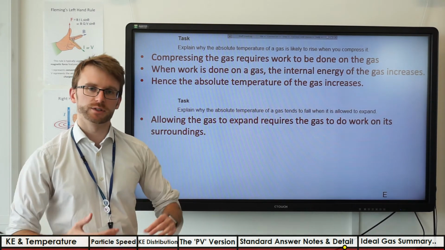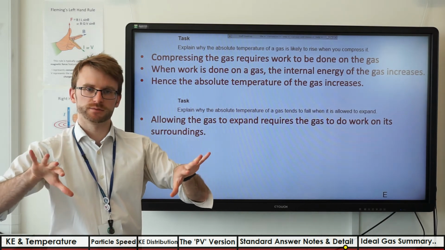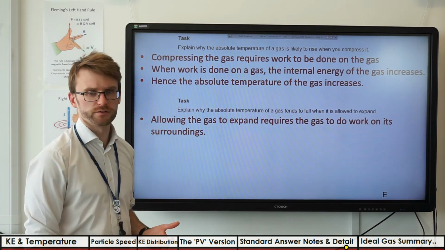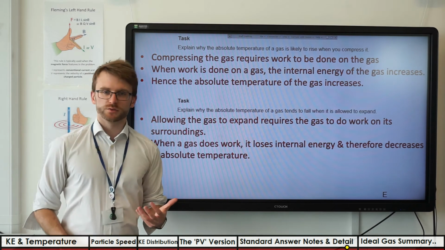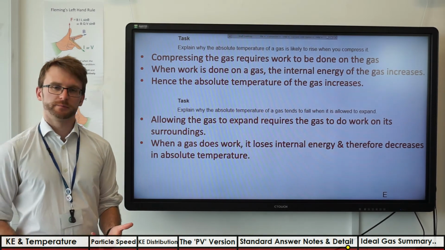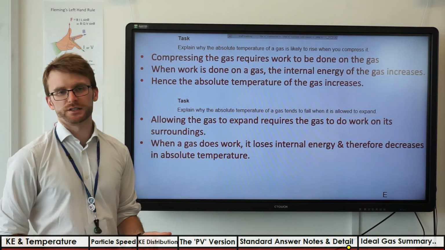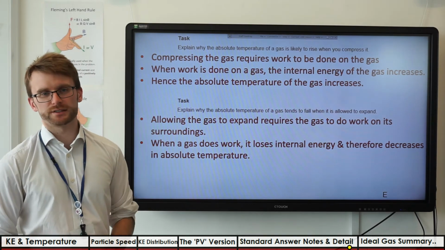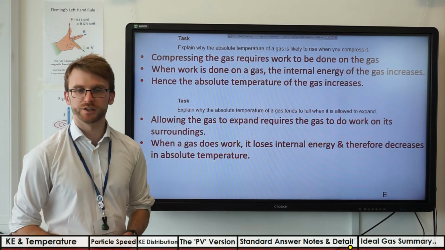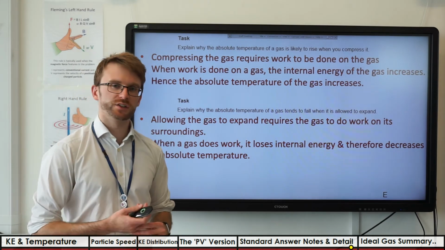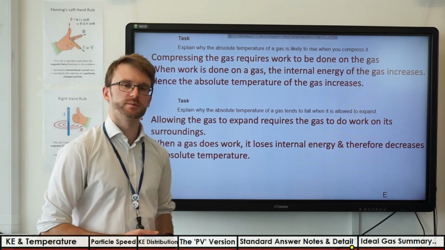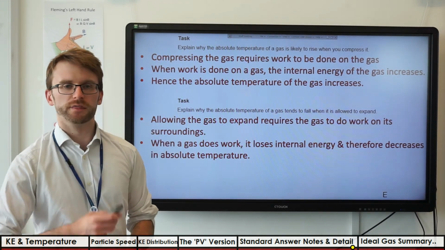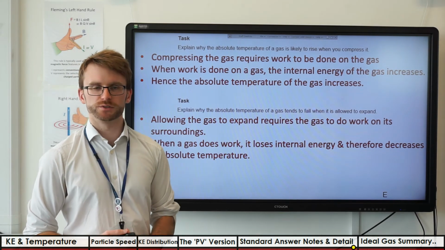So the gas now is going to do work on its surroundings. By conservation of energy, when a gas does work, it loses internal energy, and therefore losing internal energy will lead to a decrease in its absolute temperature. It makes sense when you know how, but if you didn't know these standard answers, if you hadn't committed time to learning them, memorising them, this could very quickly cause you to become stuck.